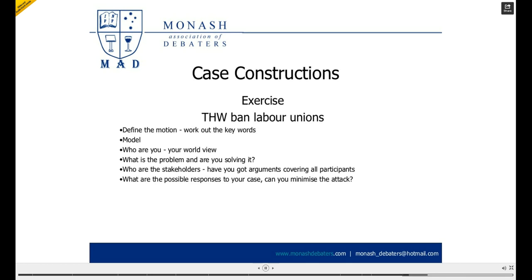What I might do actually to minimise the amount of time it'll take. People on this side of the room, so guy in the white t-shirt, girl in the grey hoodie, from that side onwards, you guys are going to deal with definitions, models, worldview. From this side over, you guys are going to take problem, solution, stakeholders, and possible responses. So you guys deal with the nitty gritty, the case tactics, and we'll come back together. Cool? Beautiful.